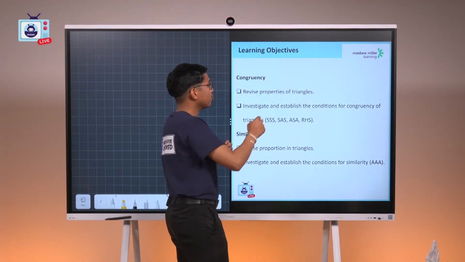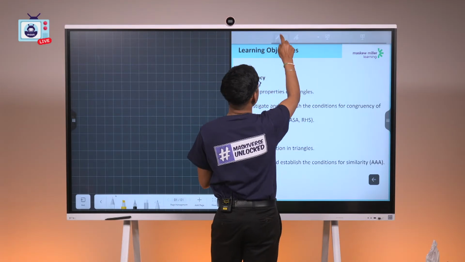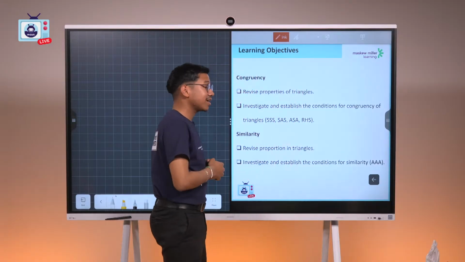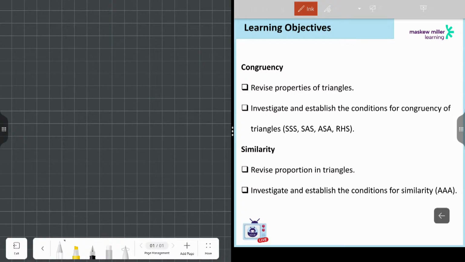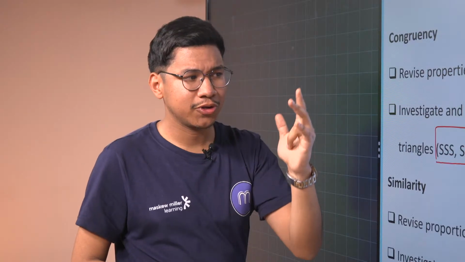And then, what makes up this part of congruency? It's the cases and the conditions. We need to establish the conditions for congruent triangles. We know there are four conditions, four cases. What are they? Side, side, side; side, angle, side; angle, angle, side; and right angle, hypotenuse, side.